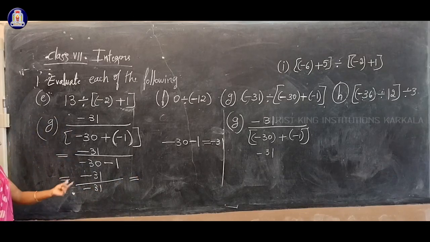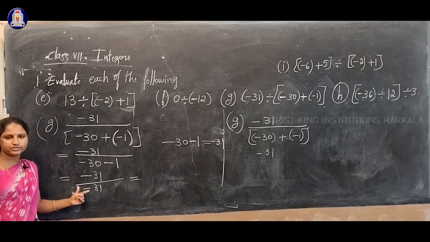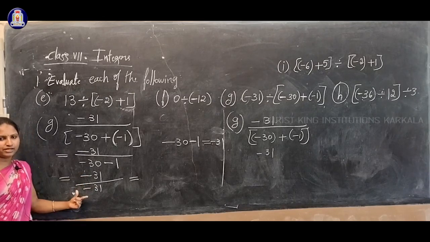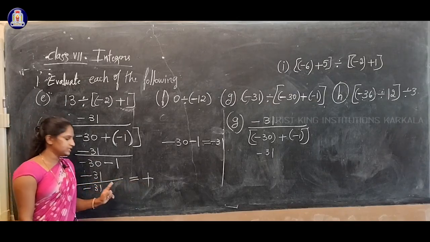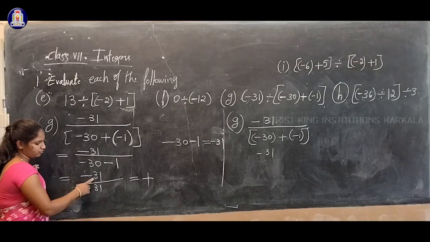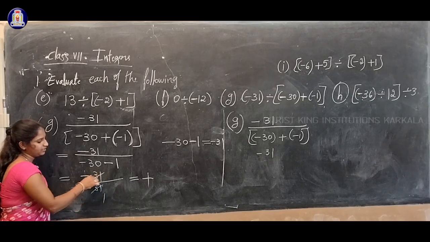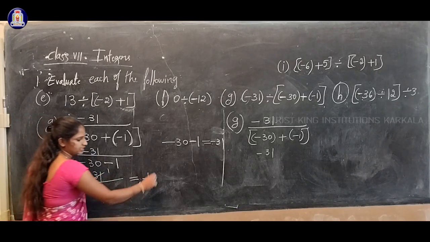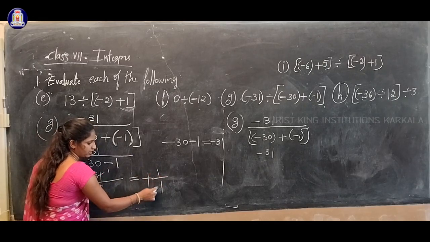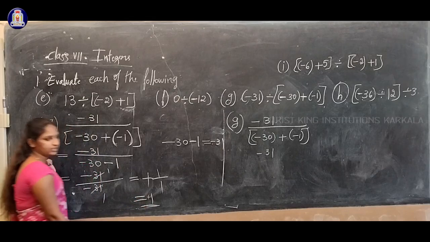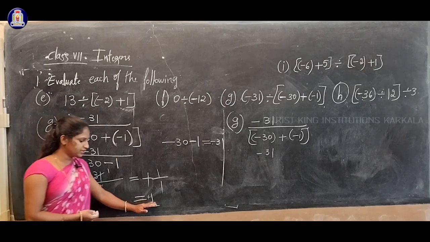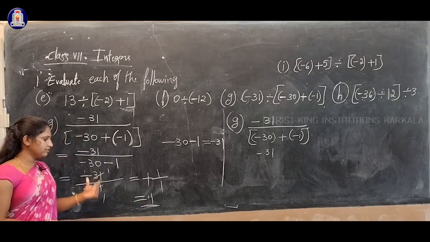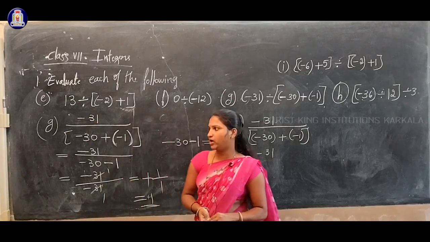Next, see here, the numerator and the denominator have the same sign, minus minus. So minus minus, that is plus, correct? Now see the number, simplify this. 31 in both numerator and denominator, right? 31 ones are 31, 31 ones are 31. So the answer is 1 by 1. So 1 divided by 1, that is 1. So the answer is plus 1, because 31 divides 31.